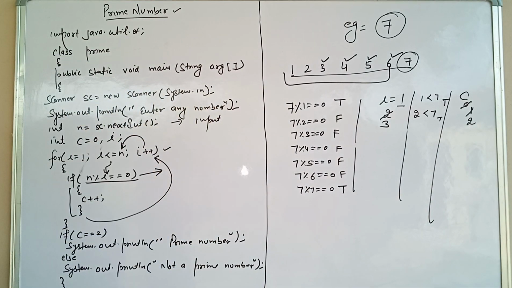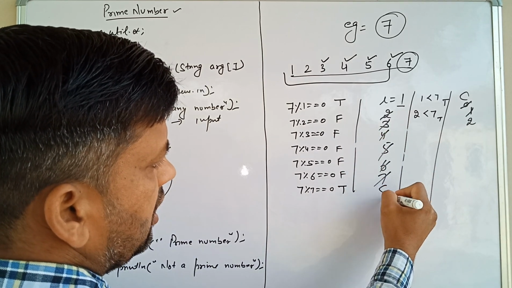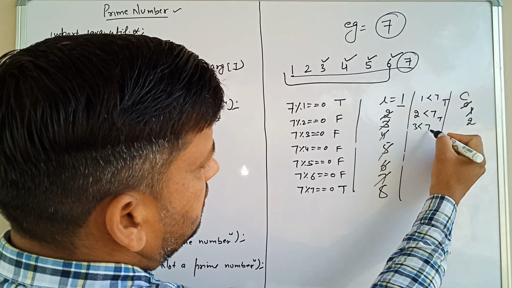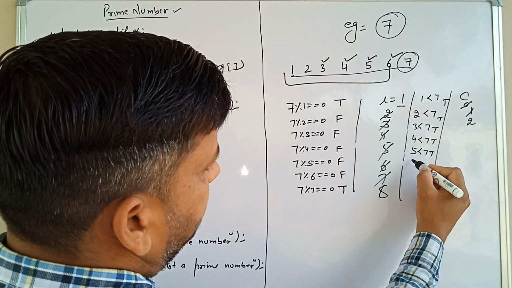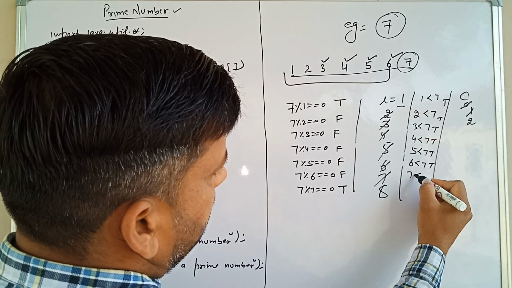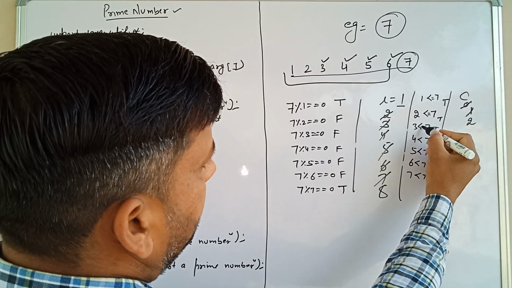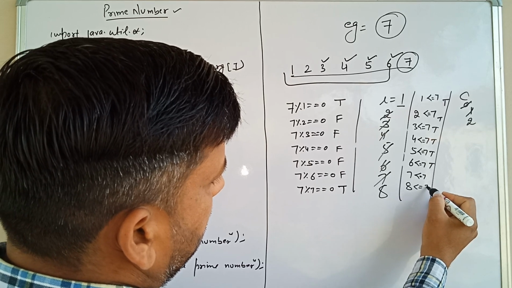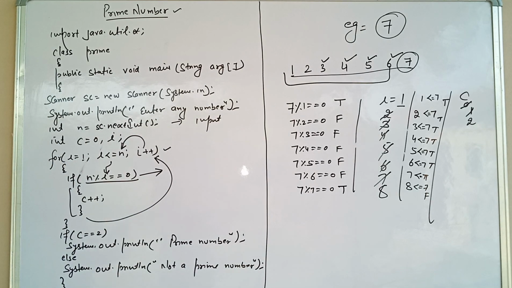Next time it will update the I value. I will become 8. Now the condition will be checked. This condition will be false. If it is false, the loop will terminate.